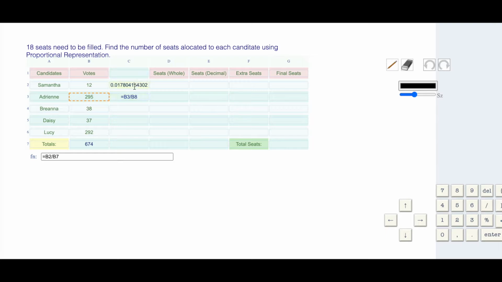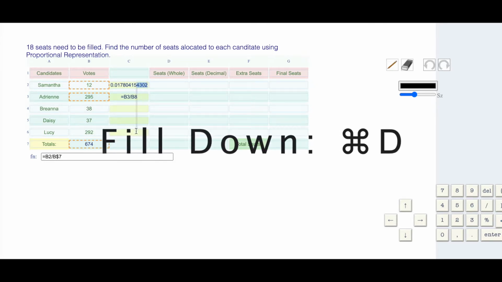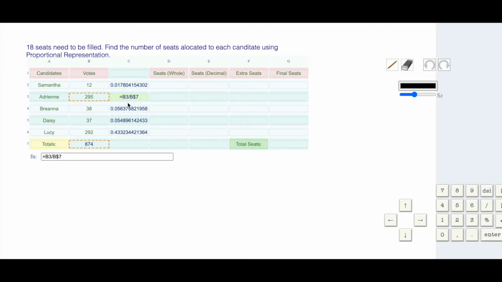Go back up to here. I'm going to put a dollar sign between the B and the 7. That will lock it onto this B7. And when I fill that down, look what happens. We get actual numbers. Because notice here, it's not looking at B8, it's looking at B7, and this one is looking at B7, and that one's looking at B7, and this one's looking at B7.